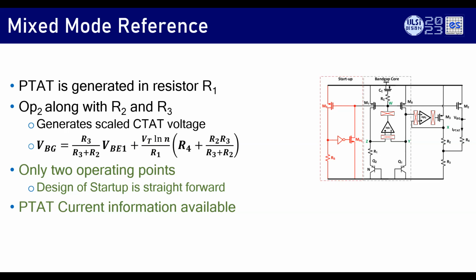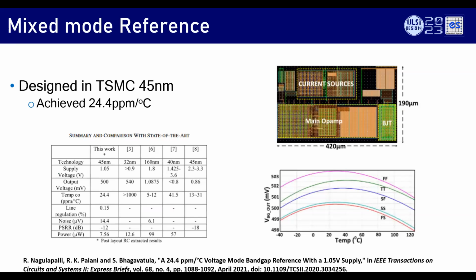And this became one of the most popular articles in June 2021, TCAS 2. The design in TSMC 45 nanometer is based only on simulation. We published in April, and it became a popular article in June 2021.